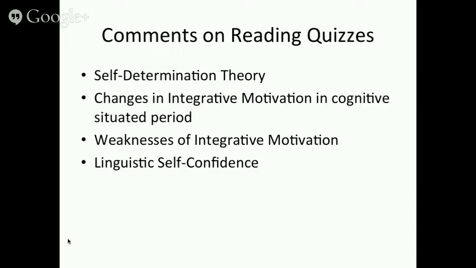So this is where we see self-efficacy theory and goal-oriented theory and attribution theory. All of those are brought into this new model. Self-determination theory is also brought in there. So that's the main change there. And that goes into the weaknesses of the integrative motivation theory.